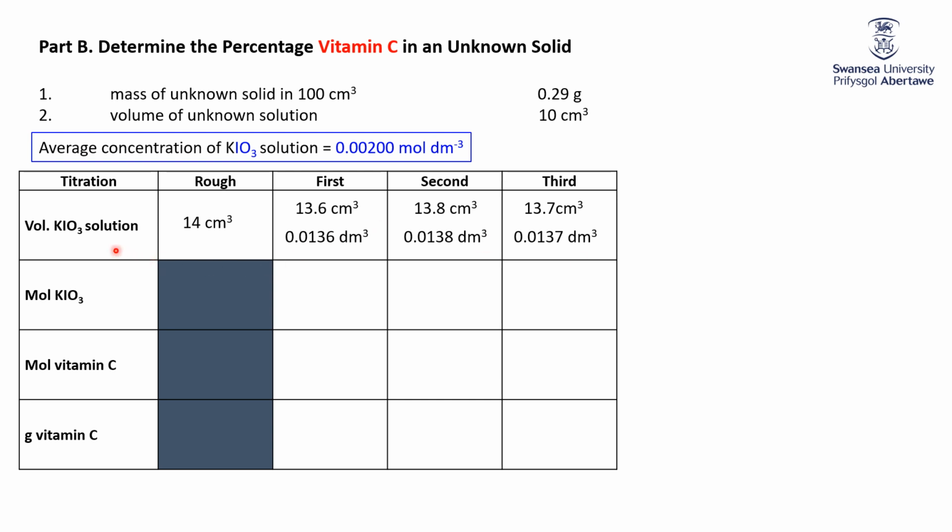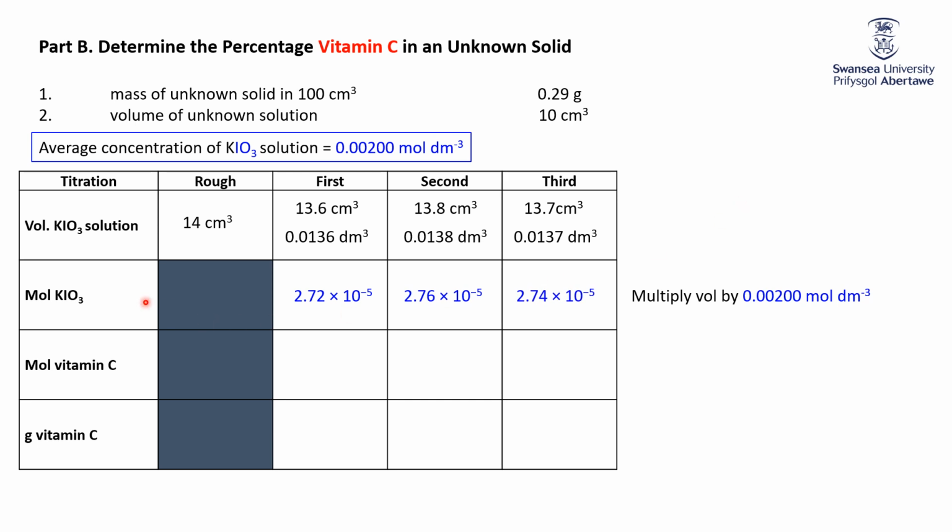Anyway, here's my volume of the potassium iodate solution. And of course, I know the concentration of potassium iodate solution. So thus, for each of these titrations, I can get the moles of potassium iodate simply by multiplying that volume in cubic decimeters by the concentration, 0.00200 moles per cubic decimeter. So in each case, there's the moles of KIO3 that I had.